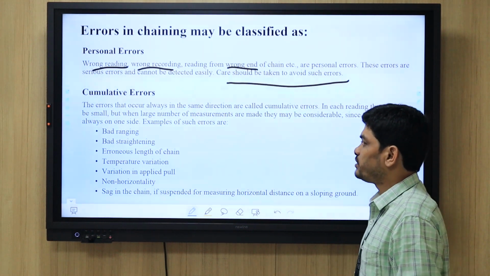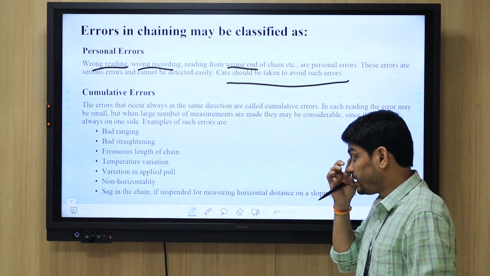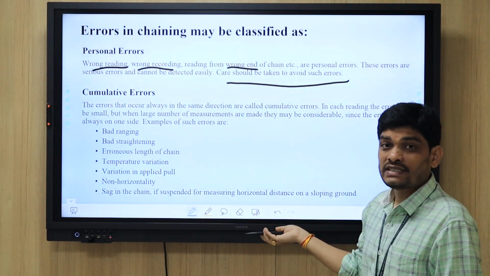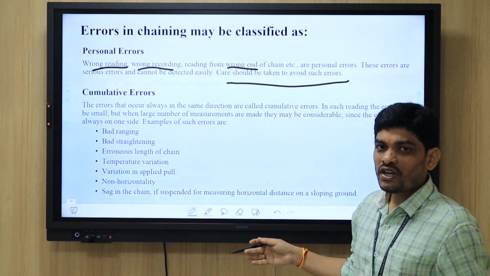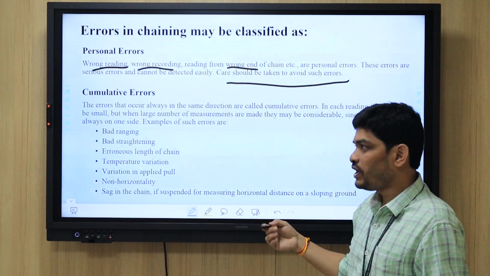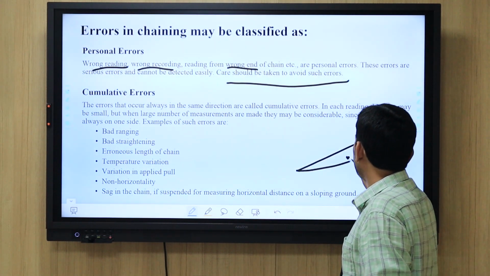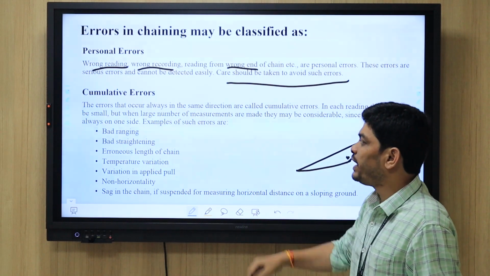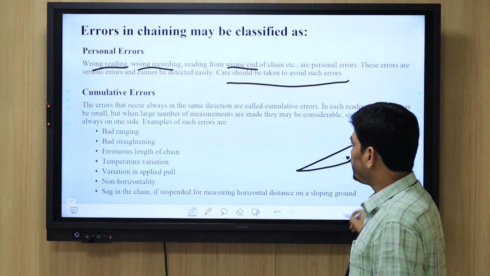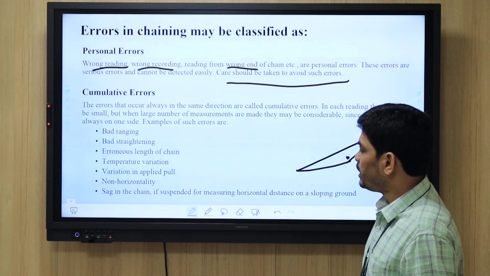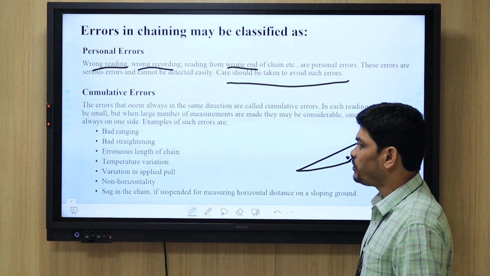Next, cumulative errors. These are bad ranging. Bad ranging means, as I said just now, ranging when we are measuring between 2 points and keeping some point here and measuring like this. This type of error is bad ranging, and bad writing is also the same. Then there is erroneous length of the chain, the error in the chain length.